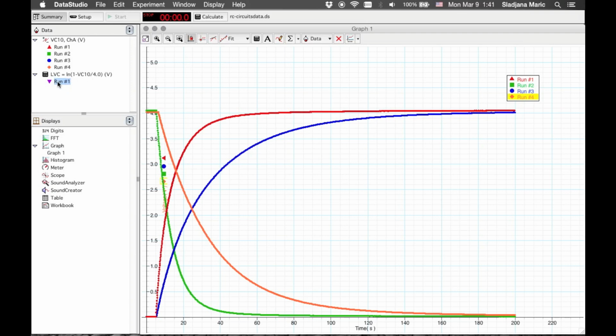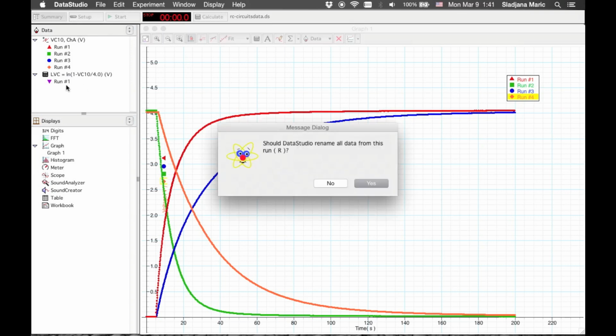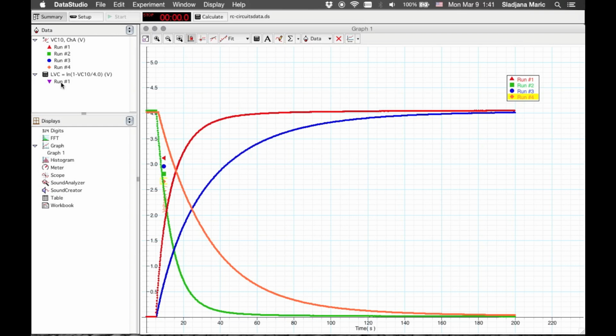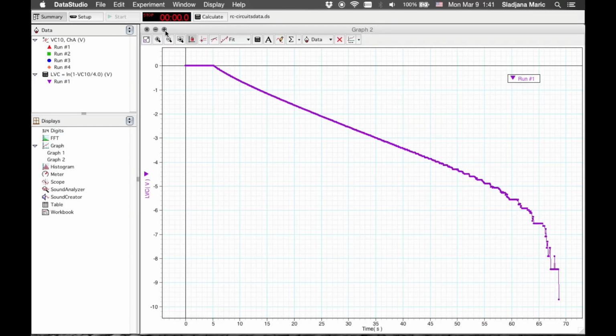Now we can go ahead and graph this LVC versus time. So simply drag and drop on the new graph. And now we are getting, so this is the part before you switch to charging, and this is the part where we're charging. So this is LVC versus time, where LVC represents ln 1 minus Vc over V0. These curves here on the end of the graph represent a potential dependence for the charging of the capacitor.